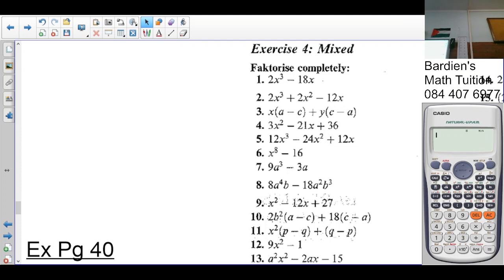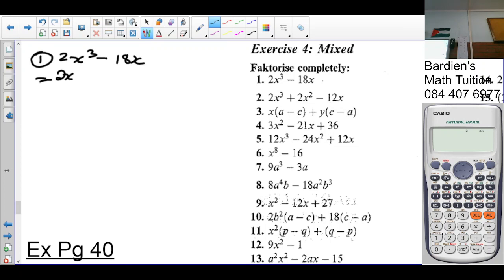So number 1. We've got 2x cubed minus 18x. So what do we do first? Common factor of 2x. So I'm left with x squared minus 9. What's the factorization here now? Difference of two squares. Now left with 2x into x plus 3 into x minus 3.